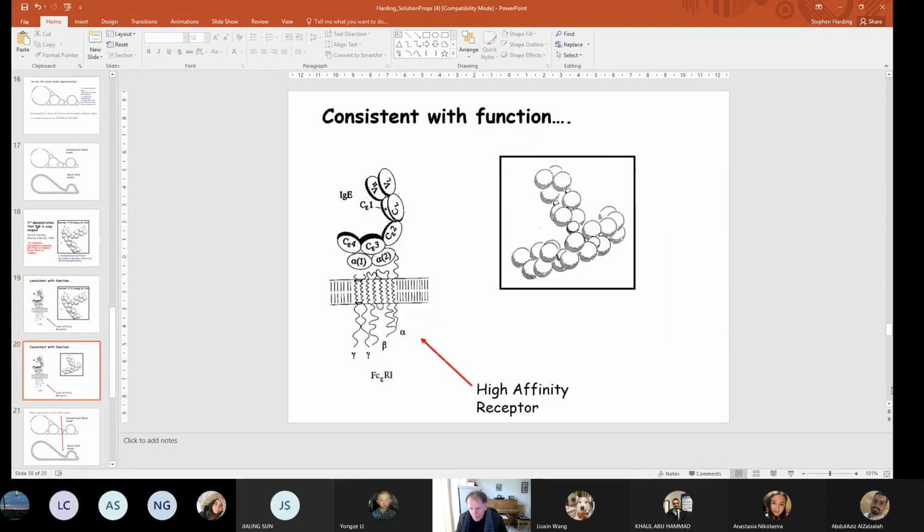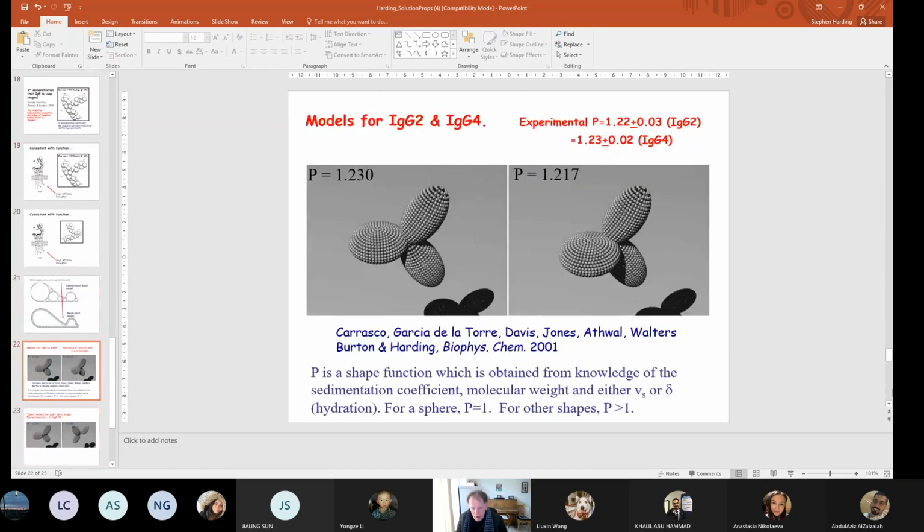So we create our bead models, these mini beads, based around the crystal structures of the FC and Fab domains, and then we piece the Fab domains and FC domains together, and we work out what the predicted p-value is using Hydro or Solpro, and we just change the angle between the domains. We just alter the angle between the domains until we get agreement with the experimental p-values.